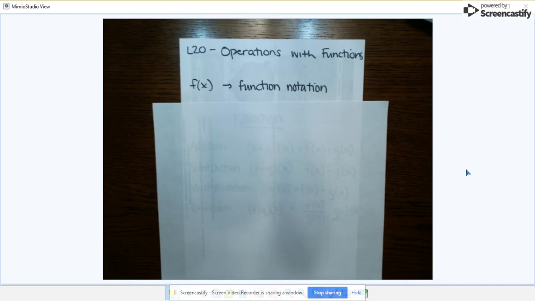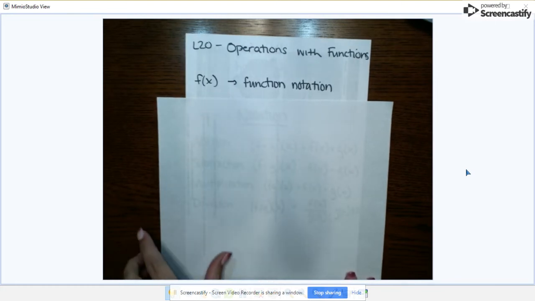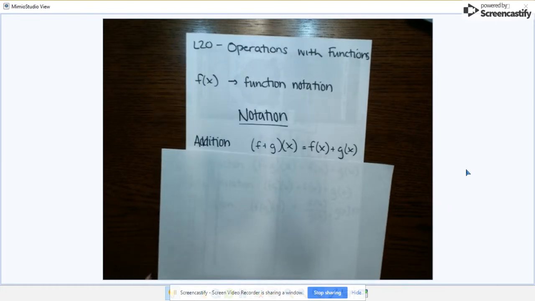Hey guys, today we're going to look at operations on functions. So just a quick reminder, when you see f of x, that's our function notation. So a little more notation.